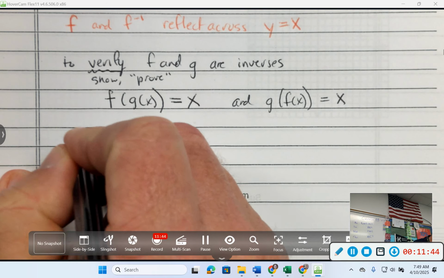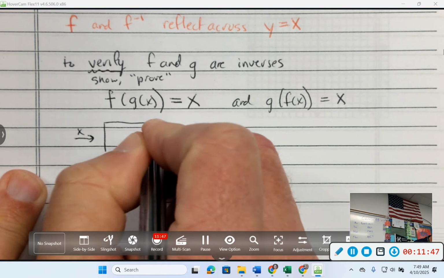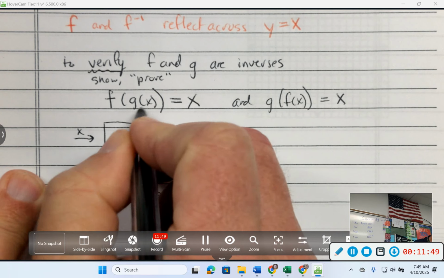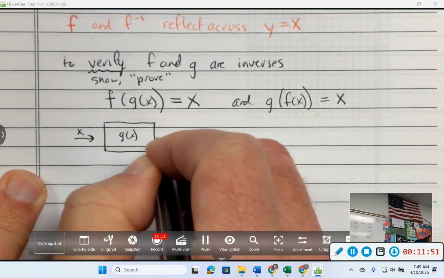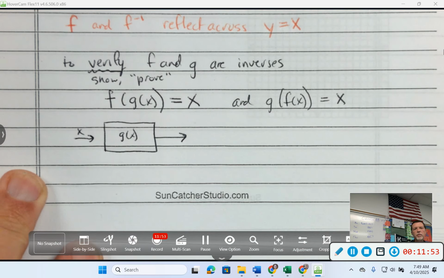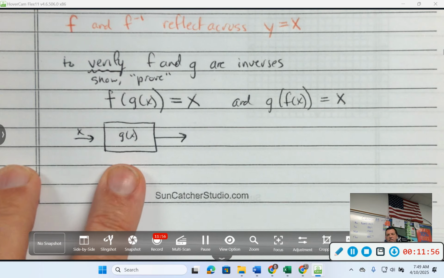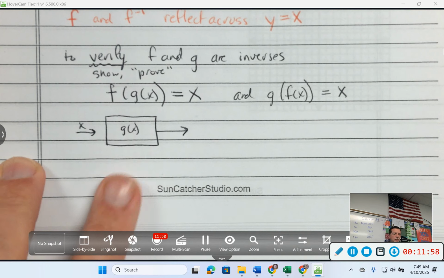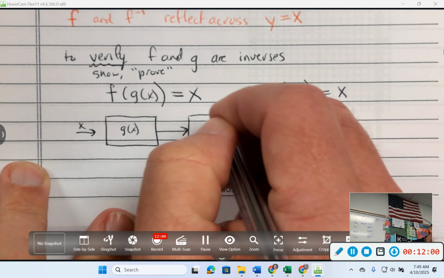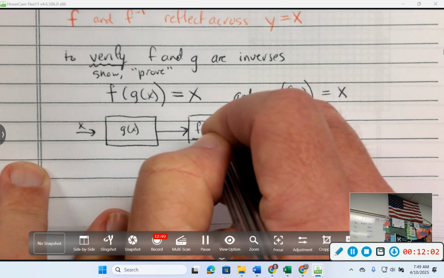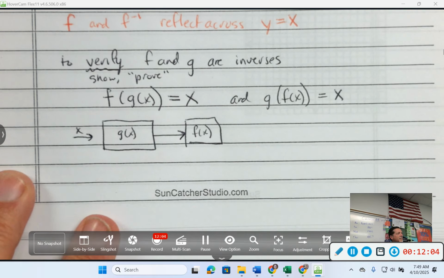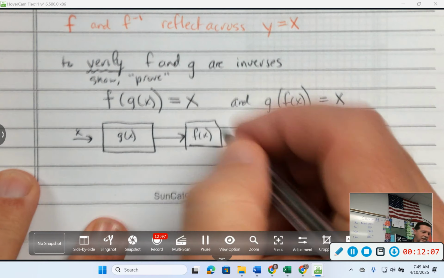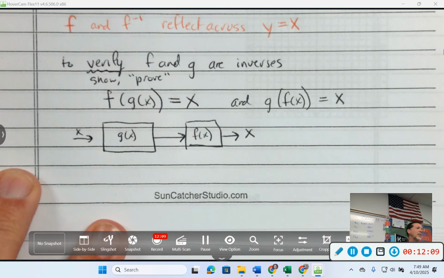One more picture here. If you think of the function as like, see, this one, the g of x comes first. So we put x into this g of x box or function, and it does something. And then it goes through the f of x box, which undoes exactly whatever g of x did, and then that spits out x. That's what makes them inverses. G does something, f undoes it, and you get right back to where you started.